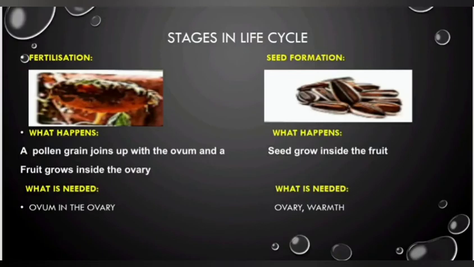Ovary and womb. So remember, fertilization is a process wherein the pollen grain joins up with the ovum and fruit grows inside the ovary. And during seeds formation, seeds grow inside the fruit, and the basic need for this is the ovary and the womb.